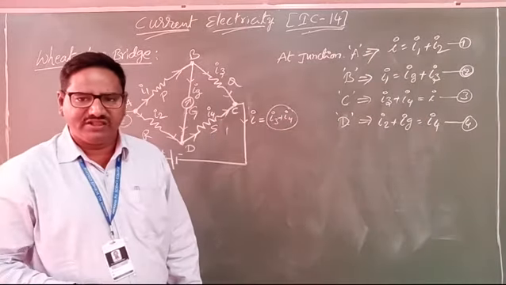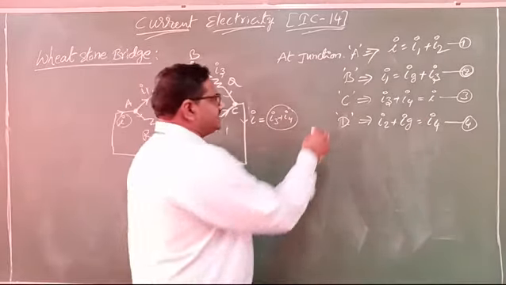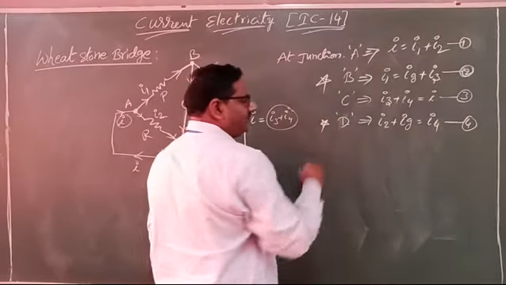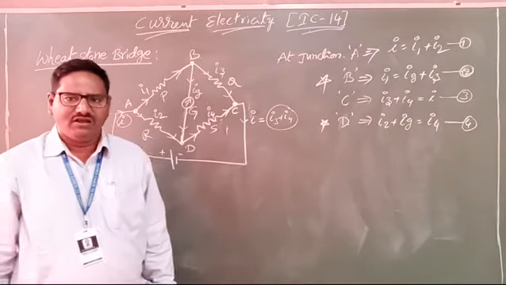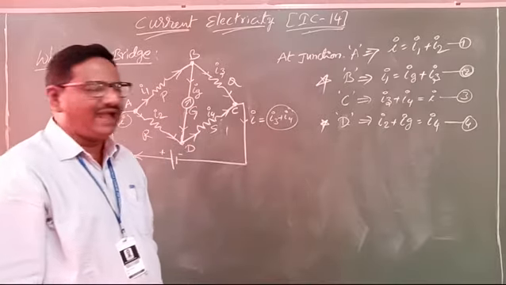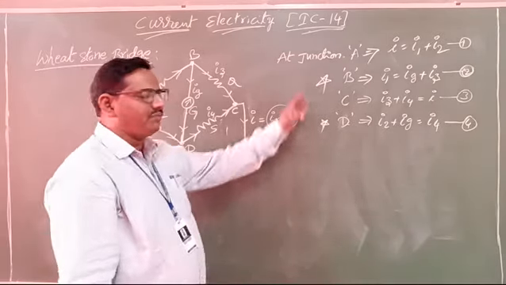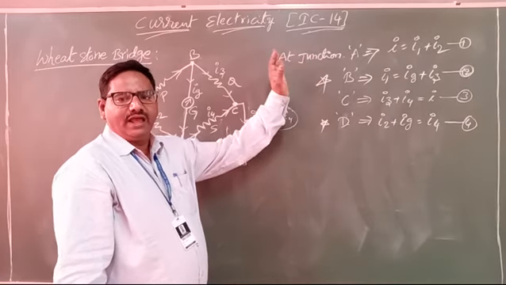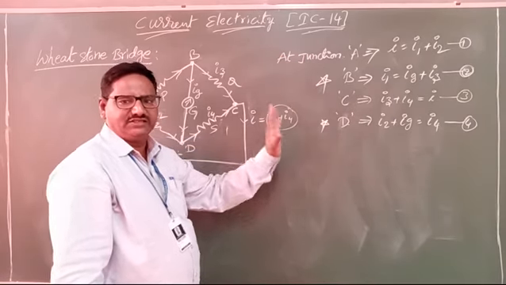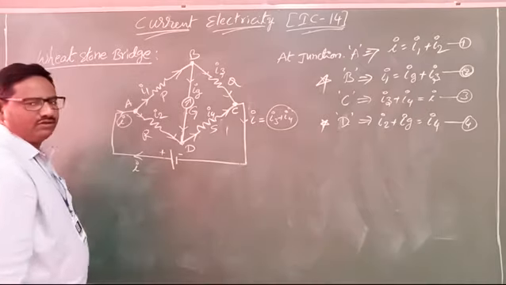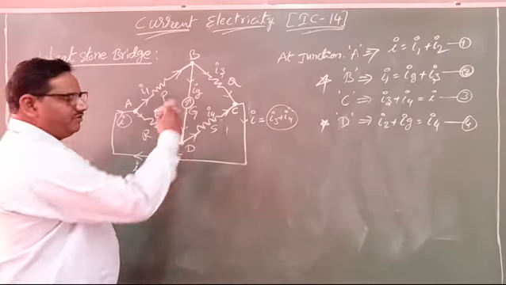While we are deriving these equations, we will consider only B and D. The remaining we do not consider. I just discussed how we applied Kirchhoff's first law at all junctions. In the derivation part we are discussing only junction B and junction D. Clear? Now we will take these two currents.